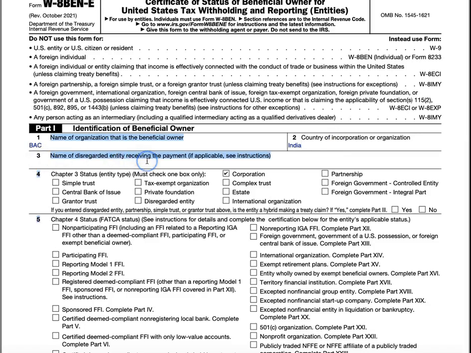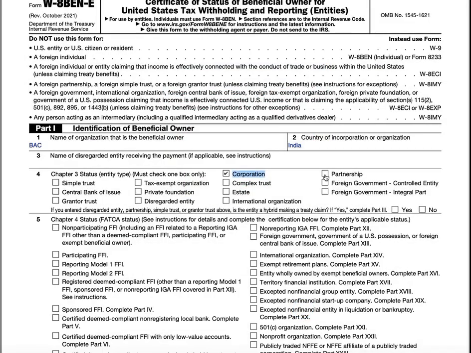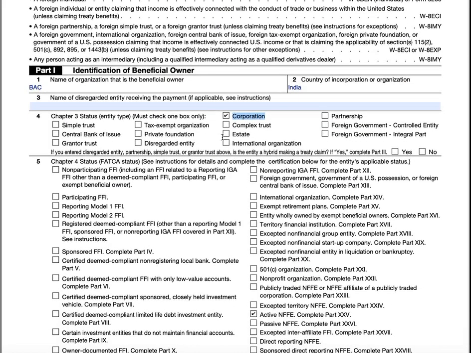Again, you don't do anything in number 3. But what you would do in number 4 is basically select corporation, because essentially we are filling it as a private limited company. So that is why you would select a corporation. But let's say you are not a corporation, then you would use something else like a partnership or other things, right? But in our context, we would do that.